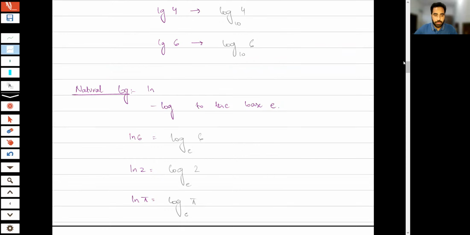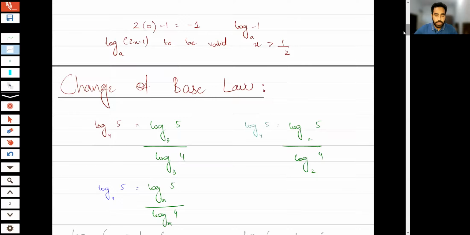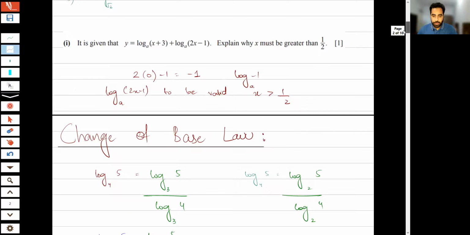One thing that I forgot to write was the formula for the change of base law. You can write change of base law as log a base b equals log a base c upon log b base c. Okay.